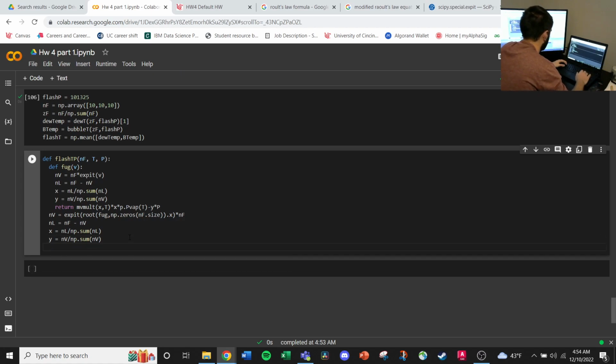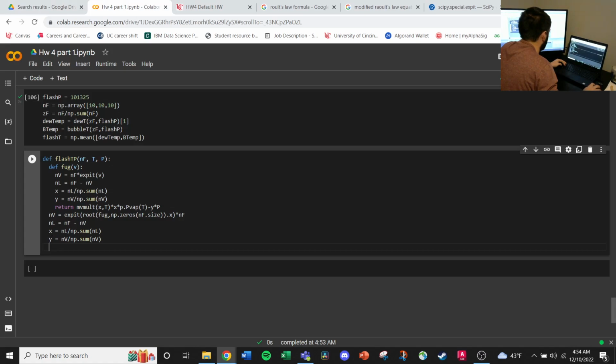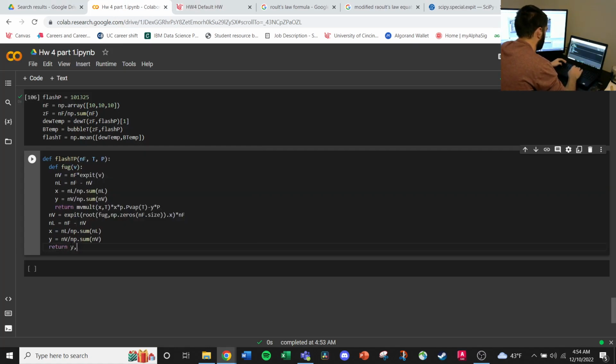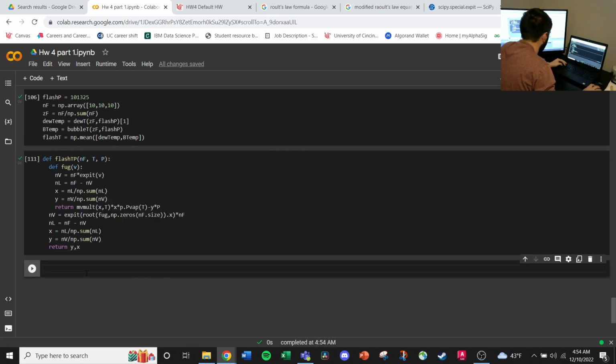So I can return, and what do we want? What are we looking for? We are looking for the vapor and the liquid compositions of the flash drum. Alright, so that means we want X and Y. Vapor and liquid, so we'll do Y first. So I just want to return Y and X around that, and now it should be good to call on this function, flash TP.